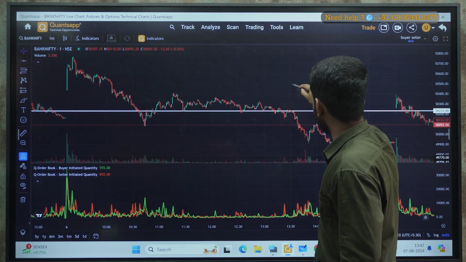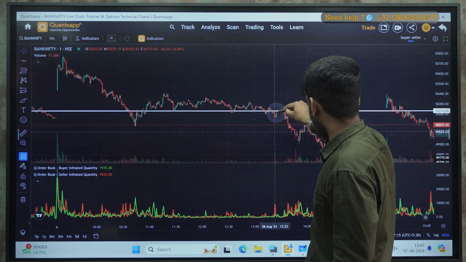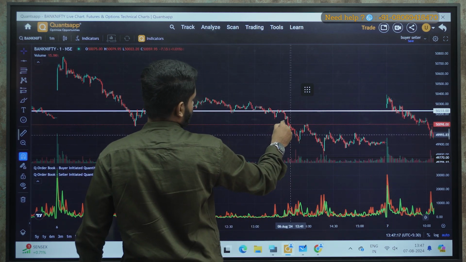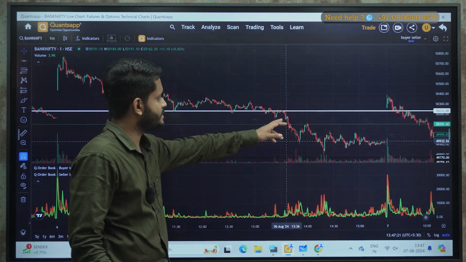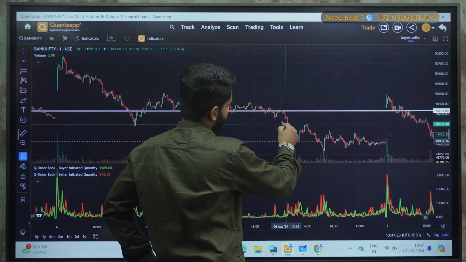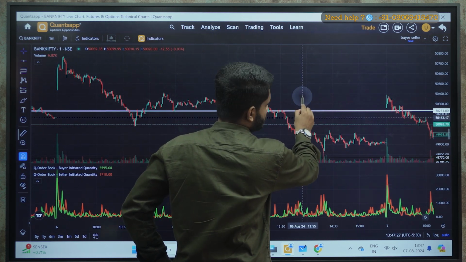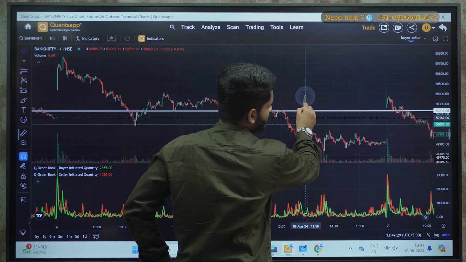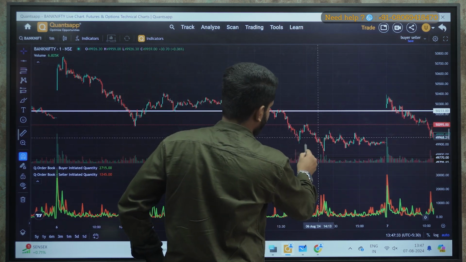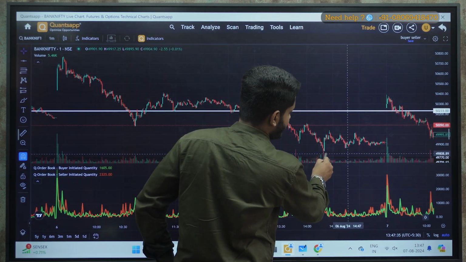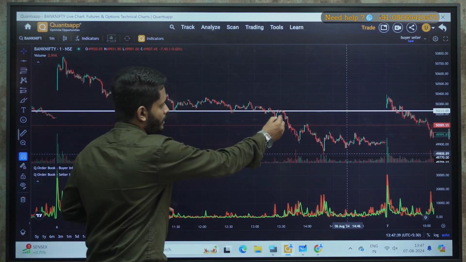And now if you see, at around 1:30, 1:35, approximately at 1:35 the fall started. From 1:35, what was the level? Bank Nifty was trading at 50,180, that is approximately 50,200. And from there, Bank Nifty touched 49,800. That is approximately a 400 points fall here.